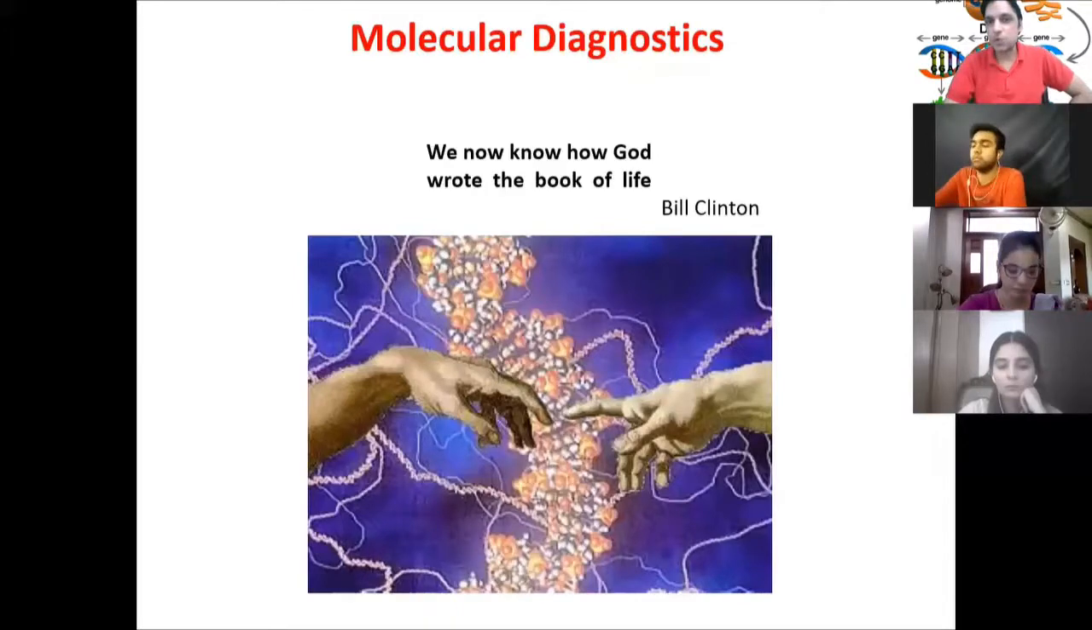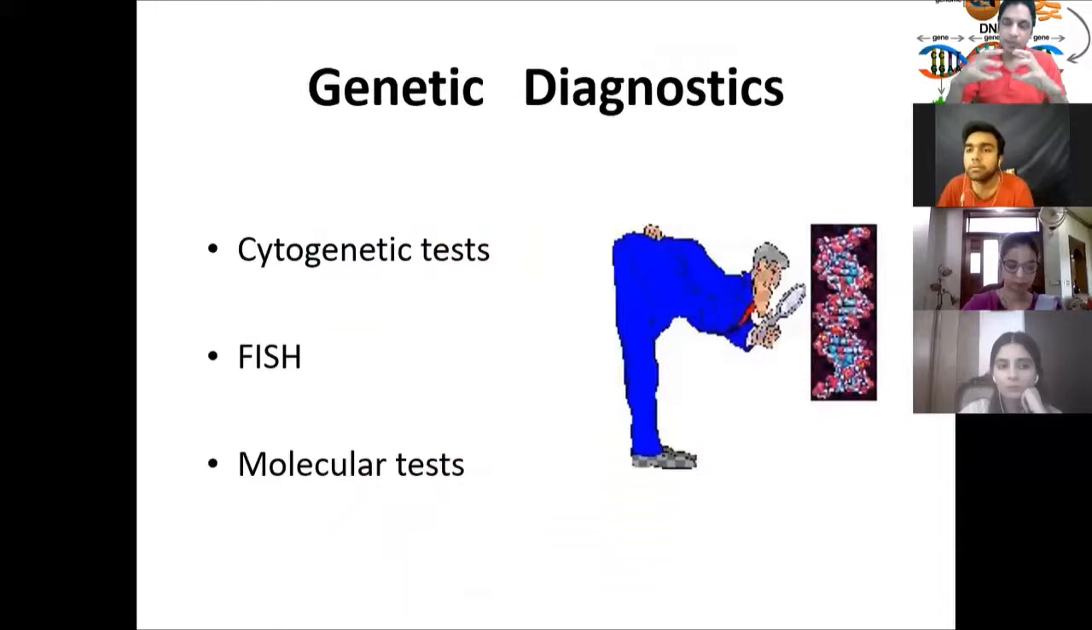So once we came to know about DNA, we started understanding its structure, and then we started using the presence of that DNA. By analyzing the DNA, we started understanding about life itself and about the abnormalities in life as well.